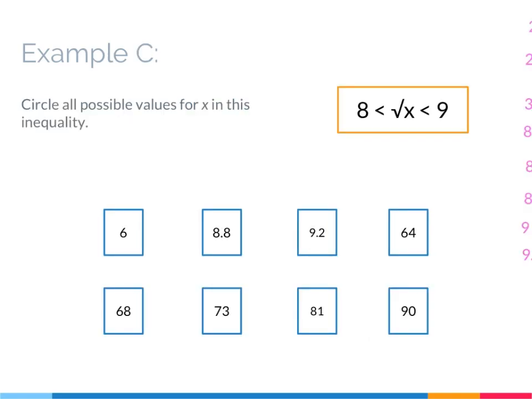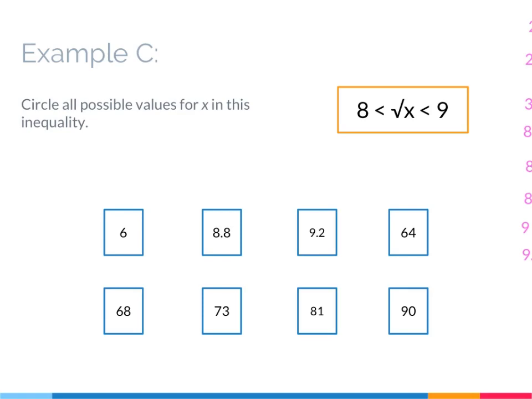Now here we are in example C, and it's to circle all the possible values for x in this inequality. So I have 8 is less than the square root of x, or whatever number we're going to plug in there, is less than 9. So let's take a look. So I've got 6. Now is 6 less than 8? Yeah. Is it less than 9? Yeah. But I'm not looking for 6. I'm looking for the square root of 6.